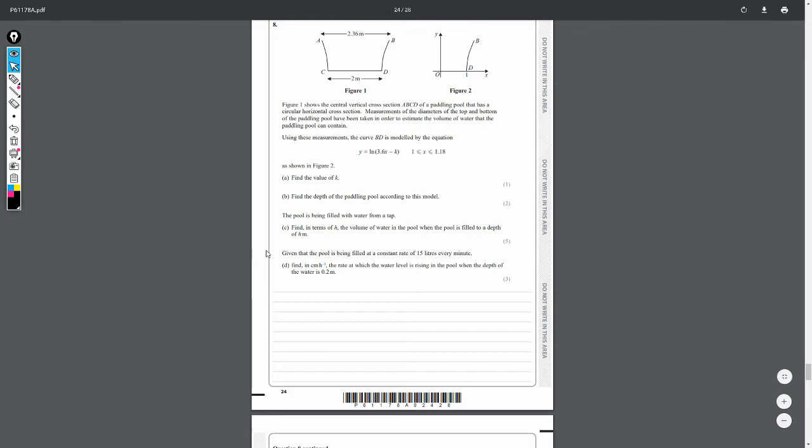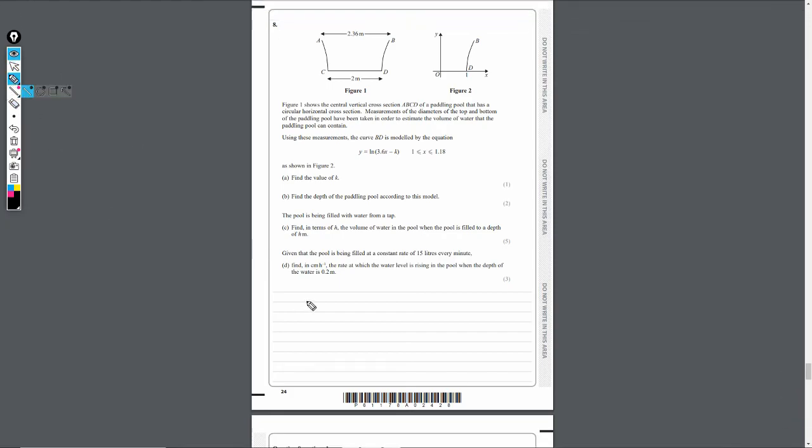So part A, it just asks us to find the value of k. Now k is used in this equation here, y equals ln 3.6x minus k. Now this equation here models the curve BD. So using this information now and this figure 2, can we extract anything? Well, we know when x is 1, what's my y value? Well, that's just clearly 0. So when x is 1, y is equal to 0.